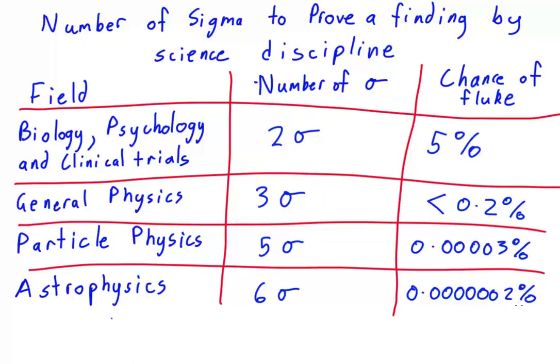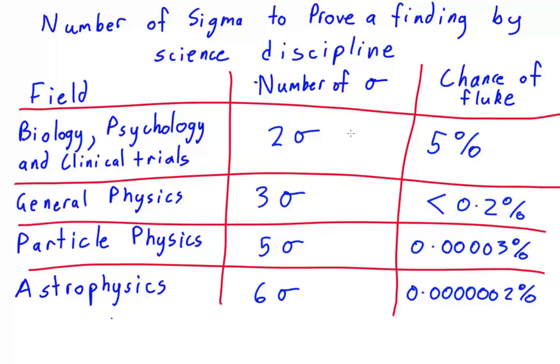So, just to explain this table, we've got a number of different scientific fields down the left-hand side here. So, biology, psychology, clinical trials is one. Then we've got general physics, particle physics and astrophysics. And then the data we're looking at here is the number of sigma that you usually need in most journals to be able to publish your findings as a success, and then the chance of fluke that corresponds to that number of sigma.